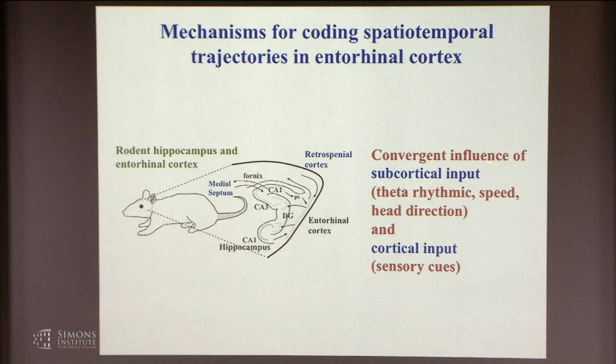And there seem to be important roles of different inputs to the entorhinal cortex in the mechanism for coding of space and time. So we've done work on the influence of the medial septum on the entorhinal cortex, but then there's also data that I'll talk about at the end that implicate the important role of cortical sensory input coming into these regions from areas such as retrosplenial cortex.